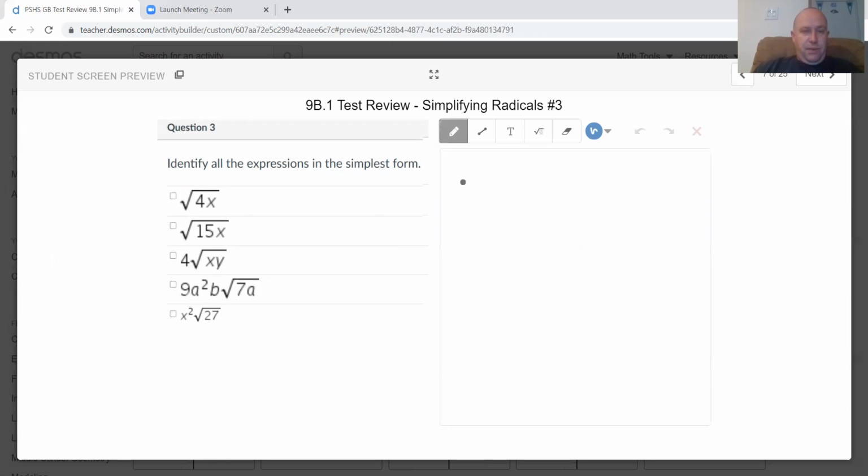Identify all the expressions in simplest form. This can be one of the more difficult questions. First of all, we don't need to worry about anything outside the radicals. We're only interested in things that are inside the radical. So we're interested in 4x. We're interested in 15x, xy.